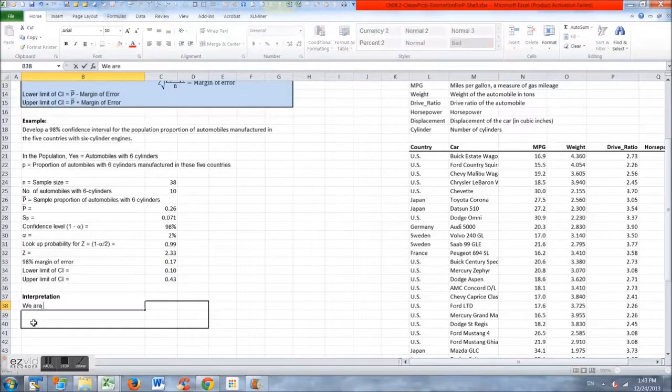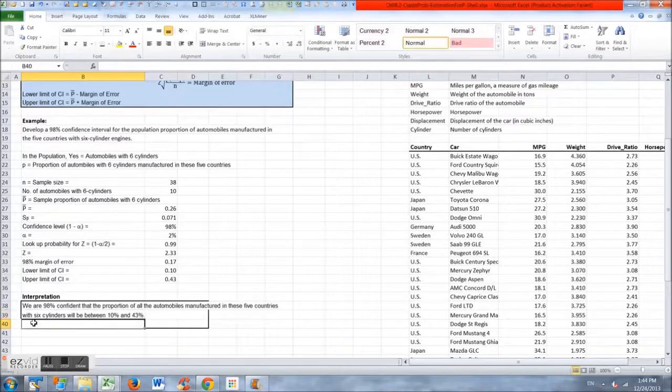So we are 98% confident that the proportion of all the automobiles manufactured in these 5 countries with 6 cylinders will be between 10% and 43%.